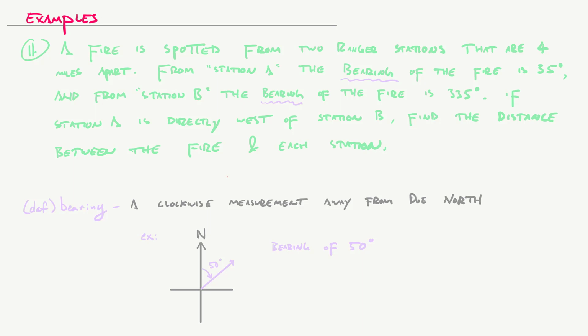Here is a very quick picture of a bearing of 50 degrees. Notice that first, you're rotating the opposite way of a standard position angle. Angles are very typically, if they're positive, a counterclockwise rotation. Bearing is opposite of that. In this case, it's a 50 degree rotation clockwise away from due north. So a bearing of 0 degrees is due north, exactly north. Anything off of that, you're rotating clockwise away from due north.